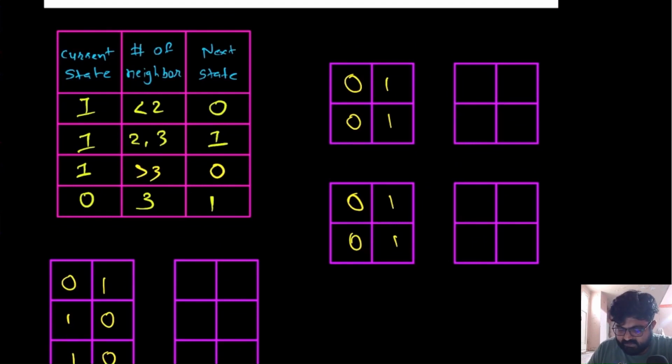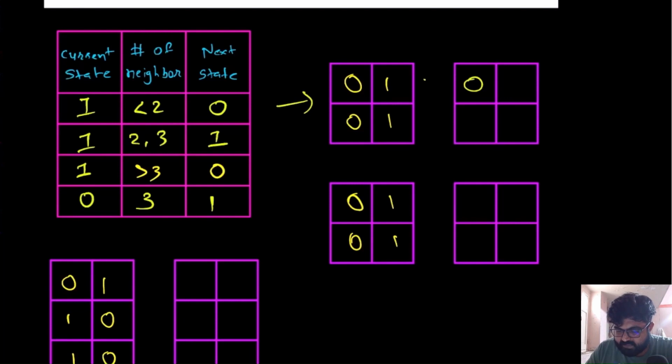Now let's try to see some examples. So if we see this first example, let's see what would happen with each cell. Currently the value of this cell is 0. This is a dead cell. Let's see, does this dead cell have 3 neighbors that are alive? No, that is not the case, which means this will remain dead.